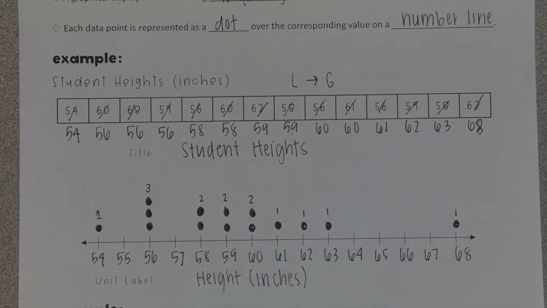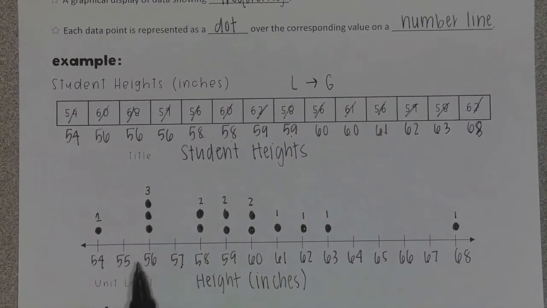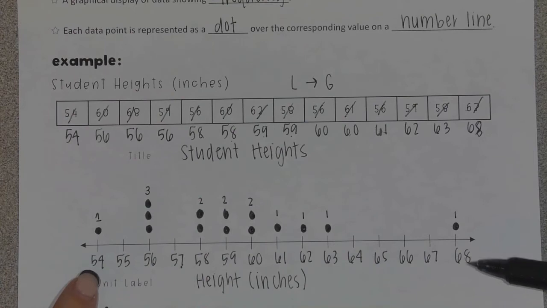So if I wanted to ask you what was the mode of this data, the mode would be 56 inches. 3 students exactly measured 56 inches. We could also take the time to find mean and median, but I won't waste our time with that. And then we could find the range. 68 minus 54 would be 14 inches.